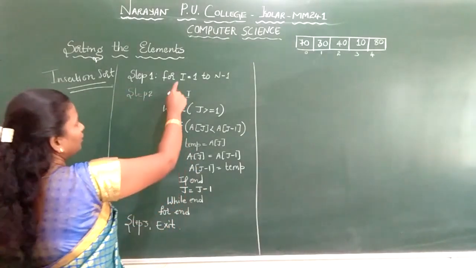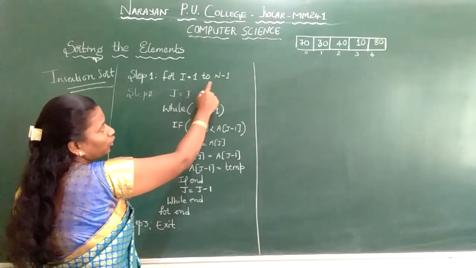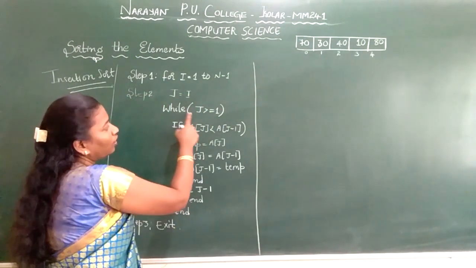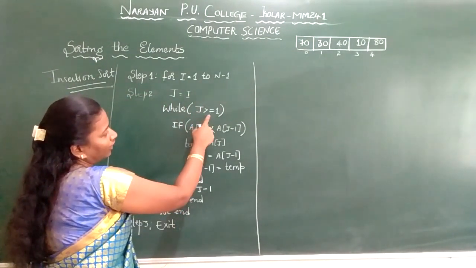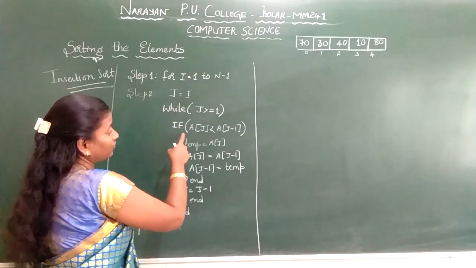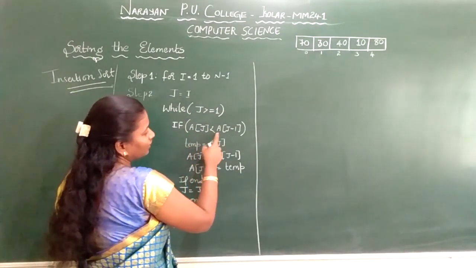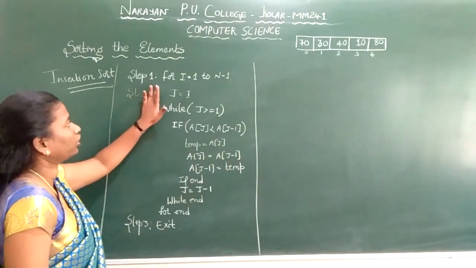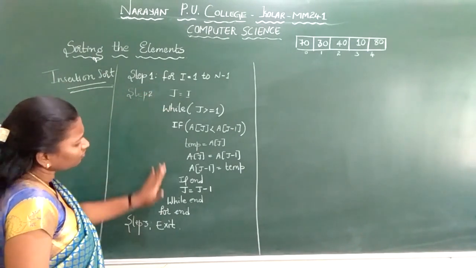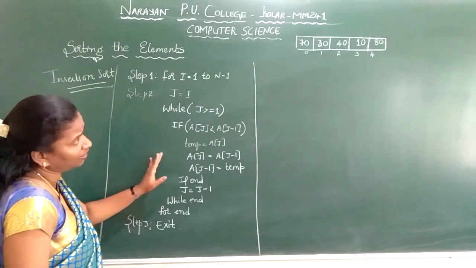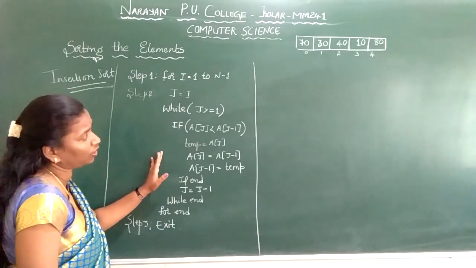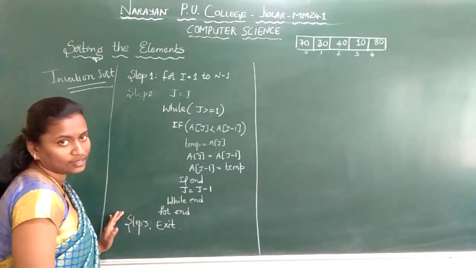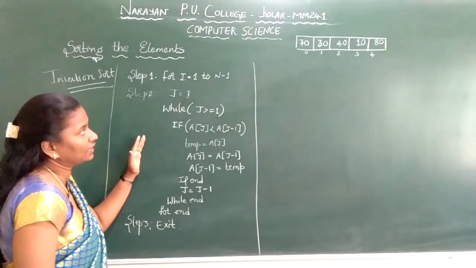So initially I initialize I equal to 1 to n minus 1. Next I assign j equal to I, then I have a while loop: while j is greater than or equal to 1, I have an if statement: if a of j is less than a of j minus 1, then we swap. If not, the for loop gets incremented. Once we finish traversing the array and sorting the elements, we end the while loop as well as the for loop and then we exit. Now according to this algorithm, we will see the tracing.